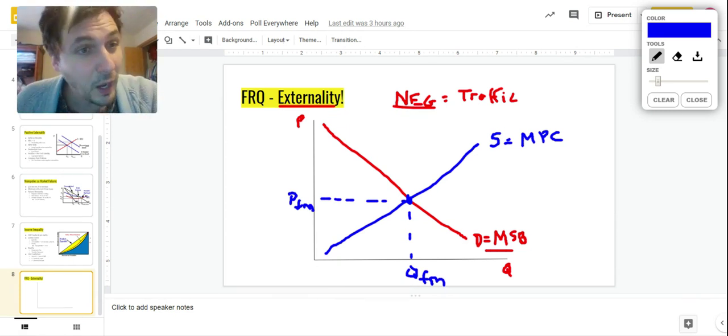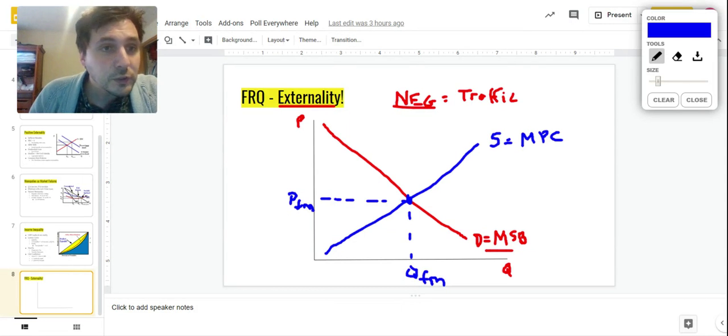In other words, without government regulation, that's the quantity we're going to produce. Question, is that quantity too high or too low? The answer is it's too high. We need to reduce the quantity. Remember, this is negative. We want less traffic, so we want to reduce that quantity.